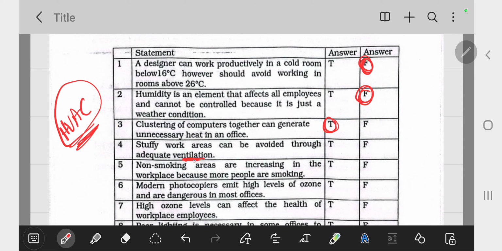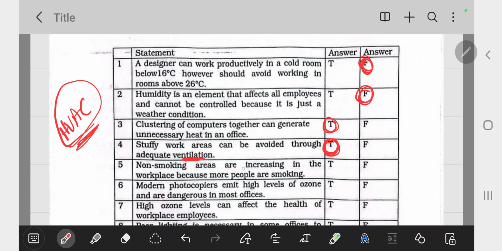Remember, we defined ventilation under chapter 1. We said it's the provision of air into an enclosed room. Air vents and windows are classical examples of ventilation. So this statement is true if you understand what ventilation is. Number 5 says: non-smoking areas are increasing in the workplace because more people are smoking.